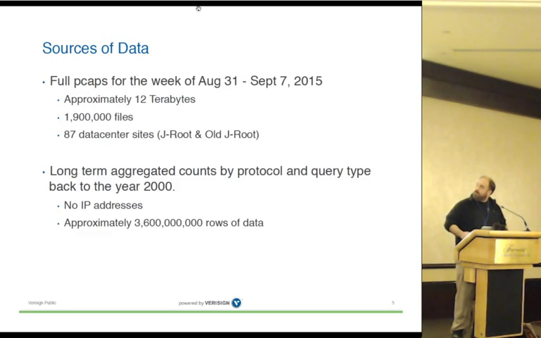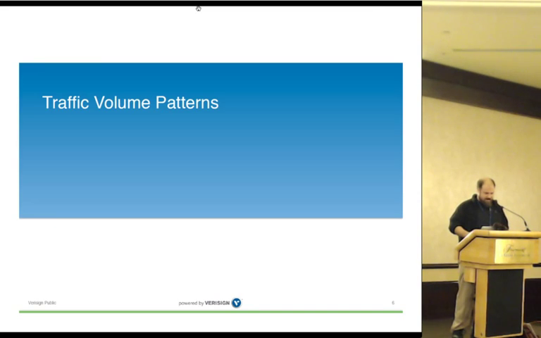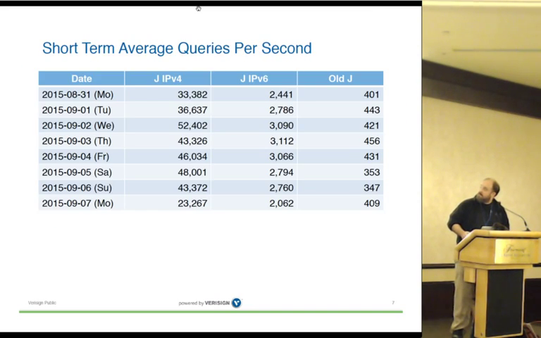So, looking at old J, we captured a little bit of traffic and looked at some historical data on traffic. All right. So, looked at some traffic patterns, and it's pretty clear that it gets a little less traffic than JRoot. About 40,000 queries per second for J, and 2,900 for V6 J, and about 400 old JRoot.